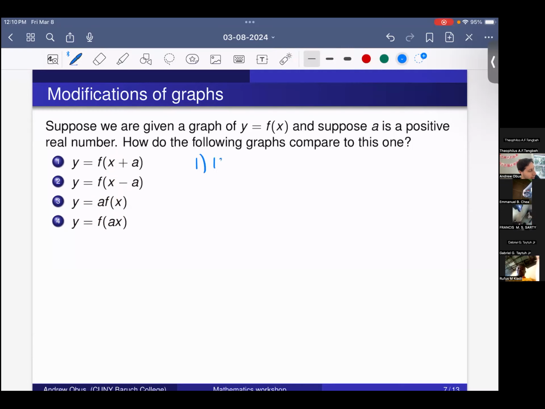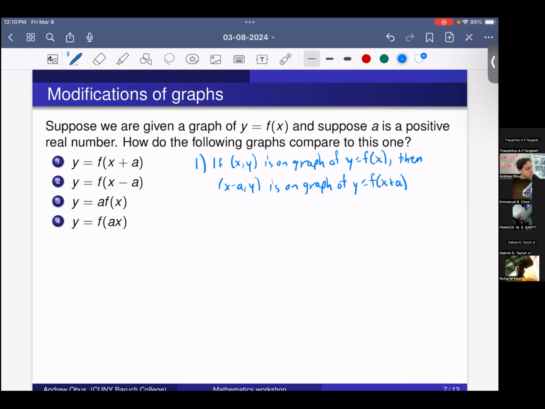So the point here is that if x comma y is on the graph of y equals f of x, then what happens? Well, then x minus a comma y is on the graph of y equals f of x plus a. Right. Why is this true? Well, xy being on the graph of y equals f of x means that y is equal to f of x. So what about this new point? If we have x minus a comma y, why is that on this graph?